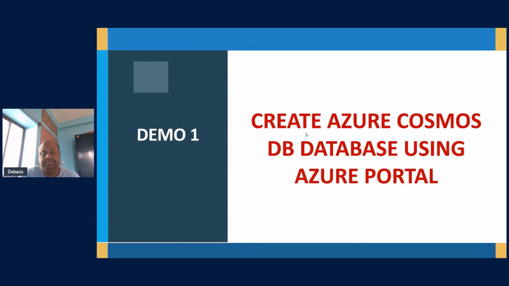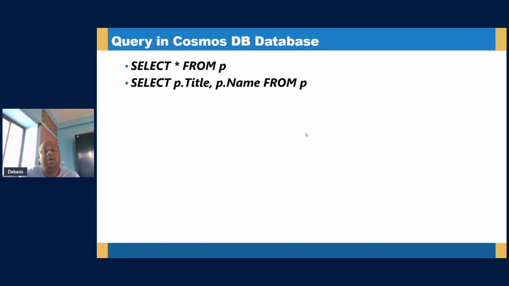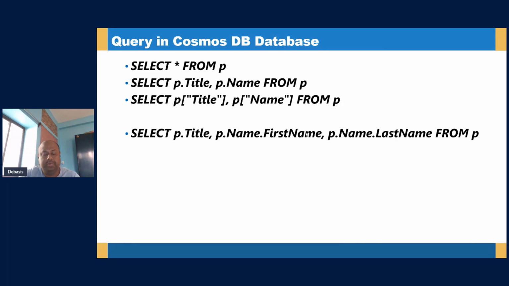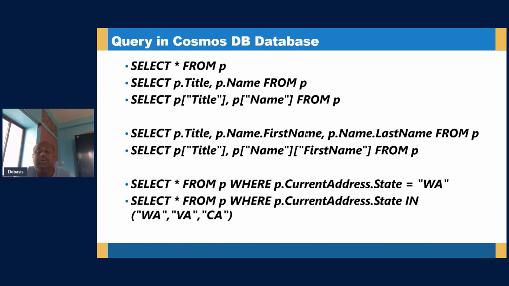Similarly, we can also write select star from P, where P represents the selected schema or collection. Also, we can select a specific field name or property name within the query, or we can use type IDs within string conditions. So these are some examples of different types of Cosmos DB queries.